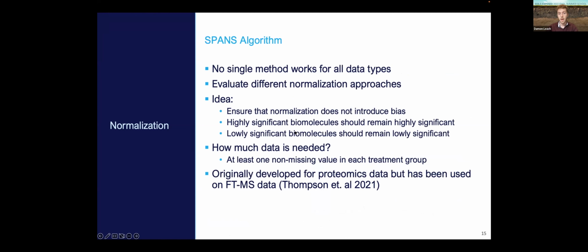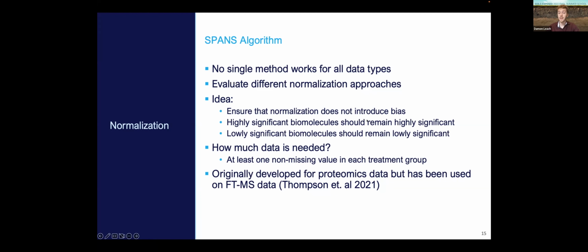And one way that we can do that is using the SPANS algorithm. And this is because no single method works for all data types. There are a plethora of normalization methods, and based off of the data we're working with, there might be a different normalization method that works the best. And so the idea behind the SPANS algorithm is to evaluate those approaches and ensure that normalization is not going to introduce any bias. This means that the highly significant biomolecules are going to remain highly significant after normalization, and the lowly significant biomolecules are going to remain lowly significant.